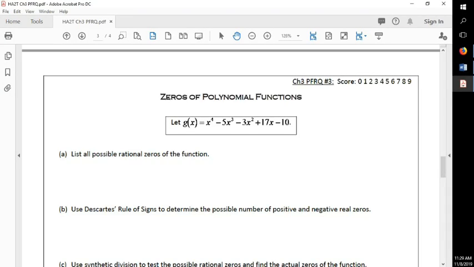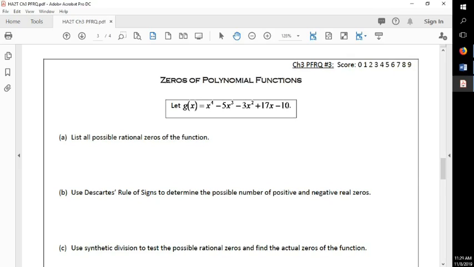2, 3. PFRQ number 3. All right, here we go. So, the first part of PFRQ 3 says list all possible rational zeros.